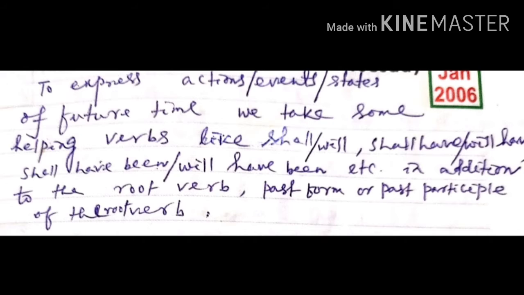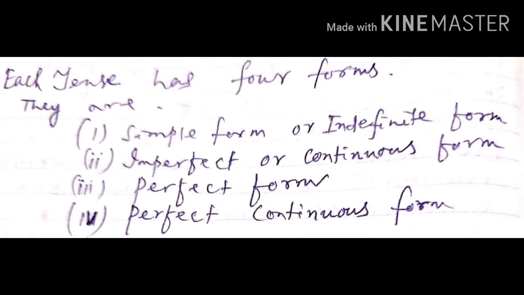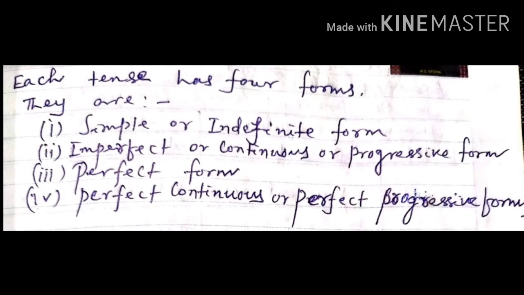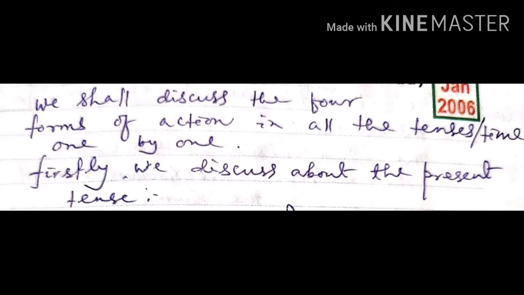To express actions, events, or states of future time, we take some helping verbs like shall, will, shall have, will have been, etc., in addition to the root verb or past form or past participle of the verb. Each tense has four forms. They are: first, simple form or indefinite form; secondly, imperfect form or continuous form or progressive form; third, perfect form; fourth, perfect continuous or perfect progressive form. We shall discuss the four forms of action or verb in all the tenses or times one by one.